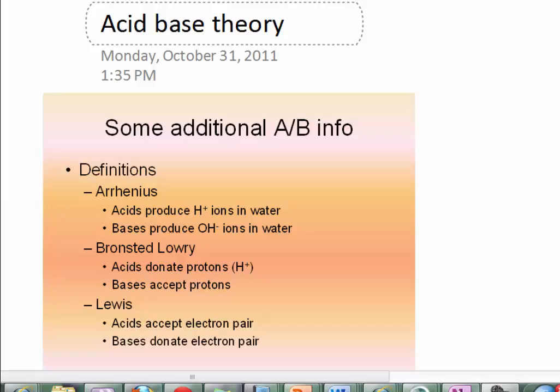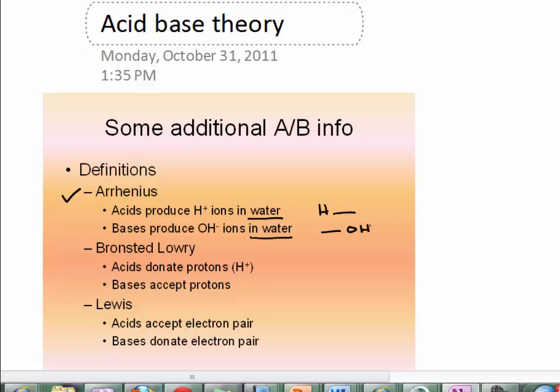The ones that we have been using have primarily been the Arrhenius definition. And the Arrhenius definition says that acids produce hydrogen ions in water and bases produce hydroxide ions in water. This really limits us to having reactions that occur in water, and we are really talking about classic acids and classic bases, the way we learned to look for formulas for acids and bases in our types of compounds.